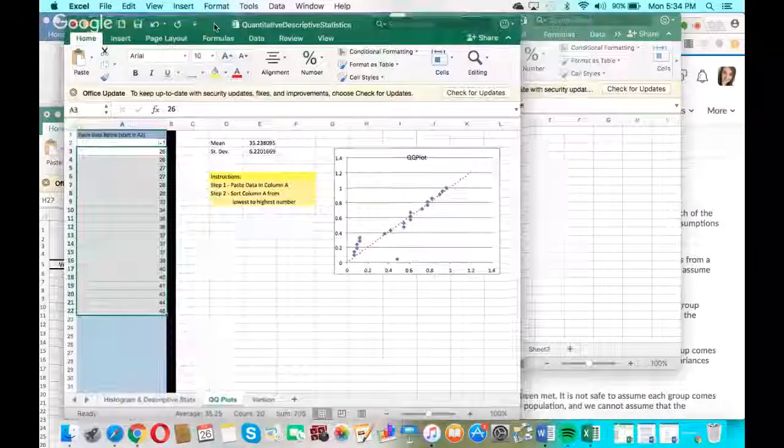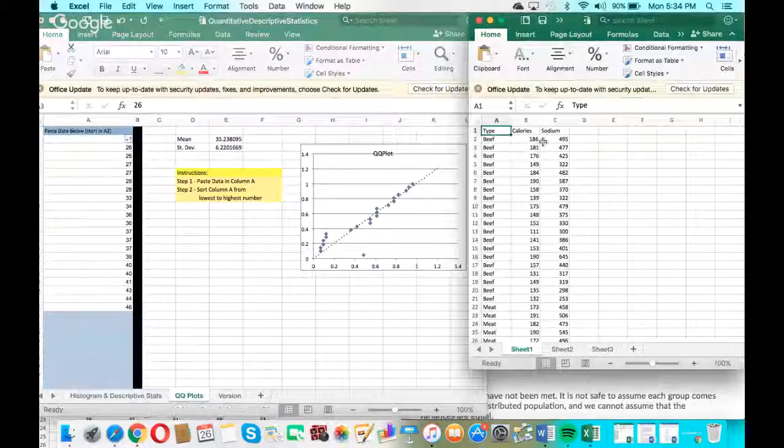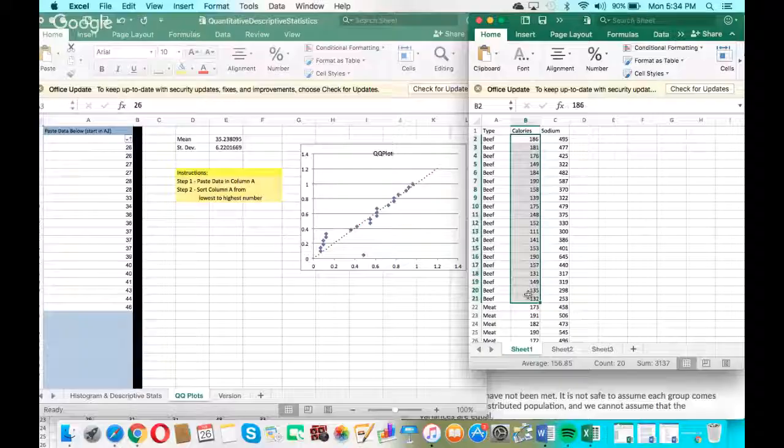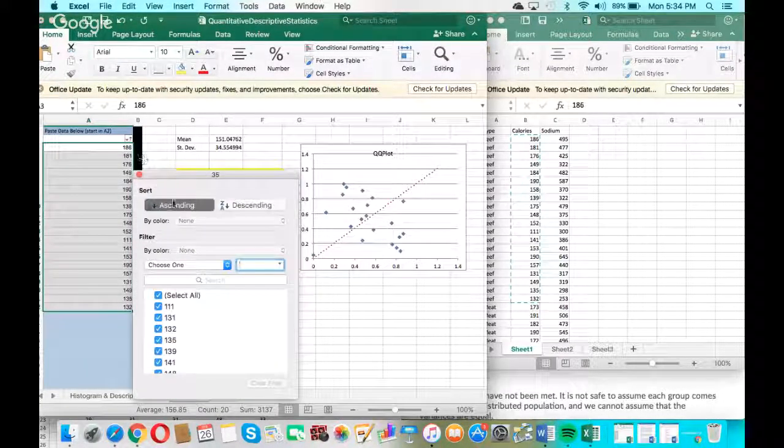There's too many things open. Okay. So then just calories, right? So I do beef first. Just that one, and then put it in here. And then, does that look pretty normal? Yeah.